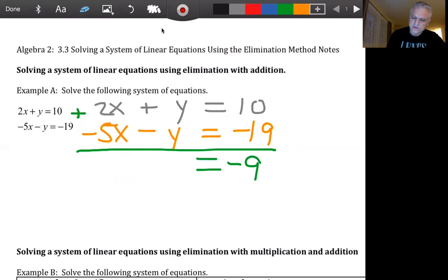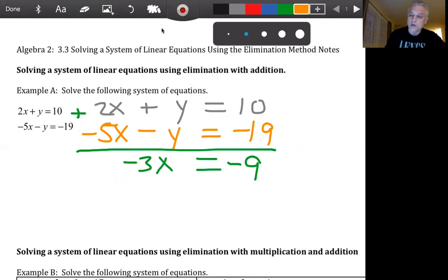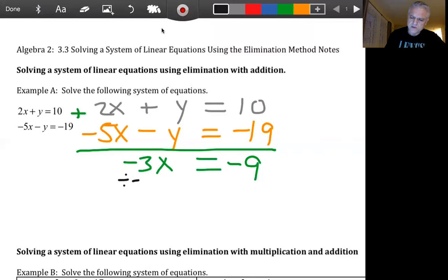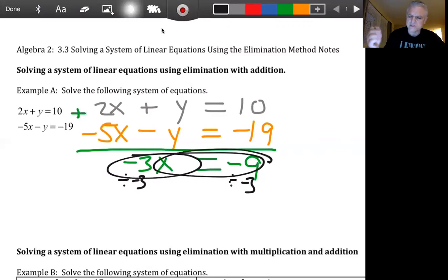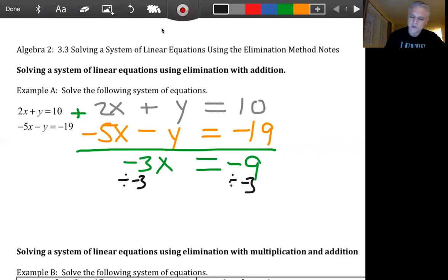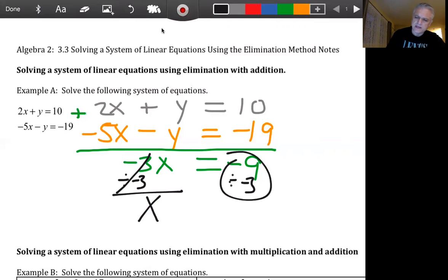Now I can rewrite this a little bit closer, if you want. You don't need to. Okay, so here we go. Divide by -3, divide by -3. So notice we have eliminated the y. There are no y's here. There's just an x term and a constant term. So we divide by -3. Here, that cancels down to 1x. -9 divided by -3 gives you 3, right?